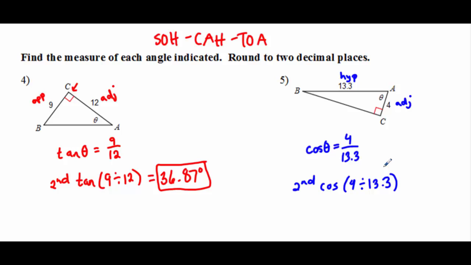Whoa, I almost did 1303, and that would not be good. I get 72 point, and that rounds up, so that's 72.50. Because I have 72.497. The 7 rounds the 9 up, which makes it round to 72.50 degrees.